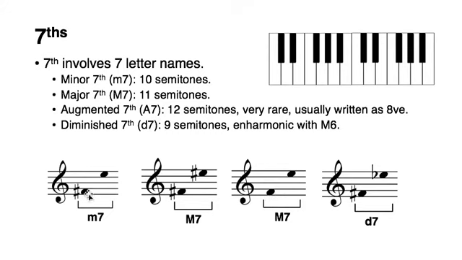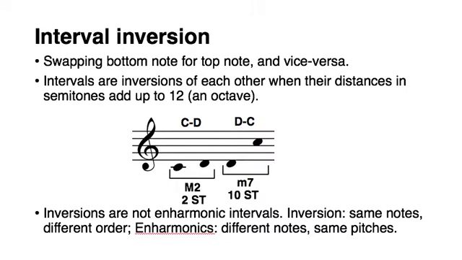If I keep that F sharp in place, and E, which produces a minor seventh, and then lower that E to an E flat, then I have a diminished seventh. I only have 9 semitones between these 2 notes, right? And that's enharmonic with a major sixth.